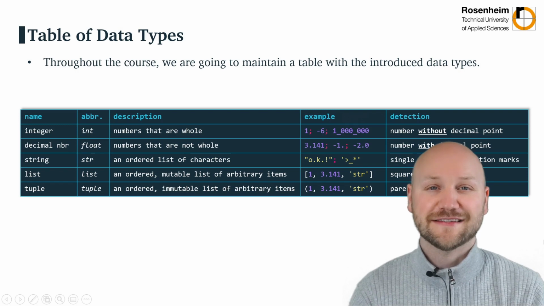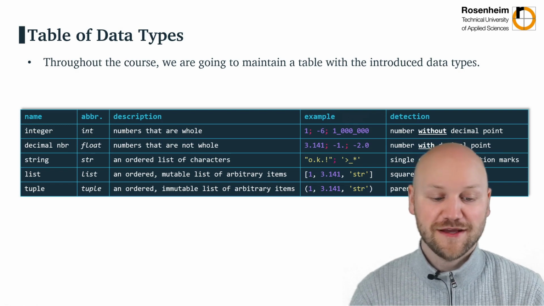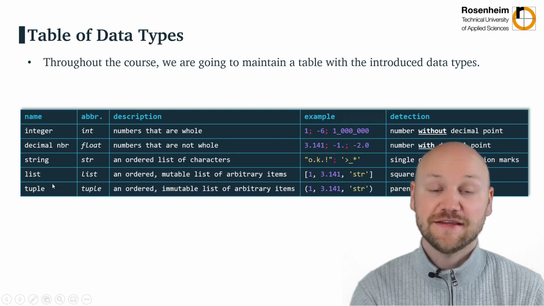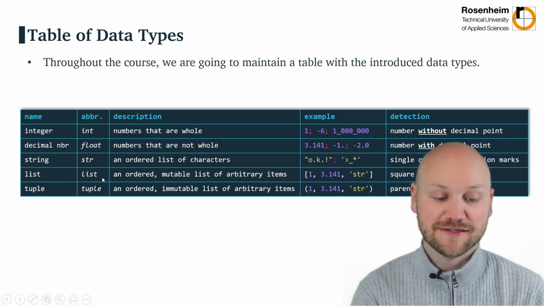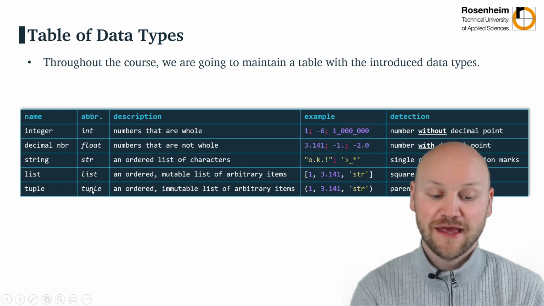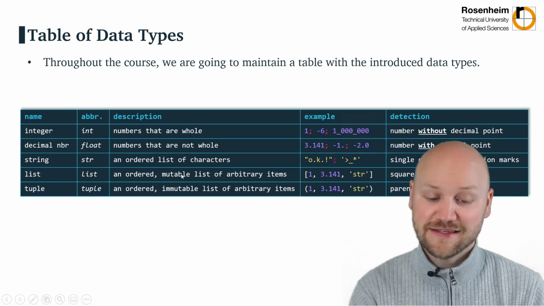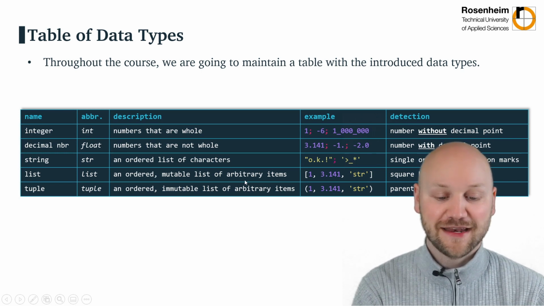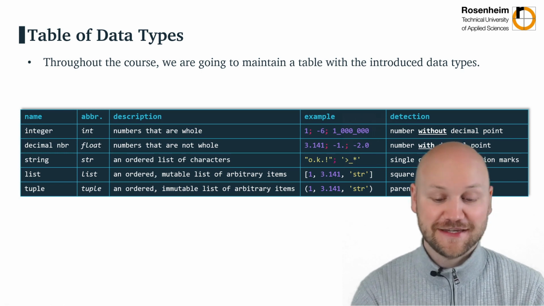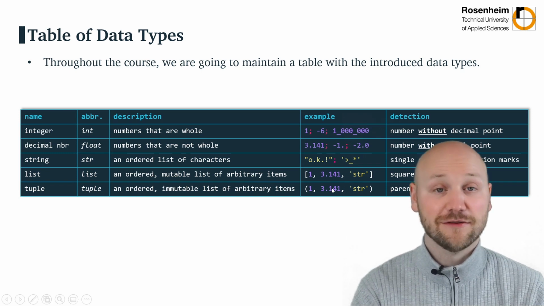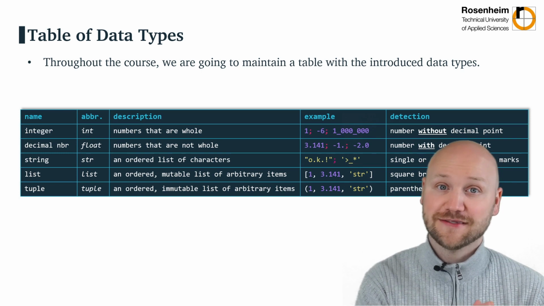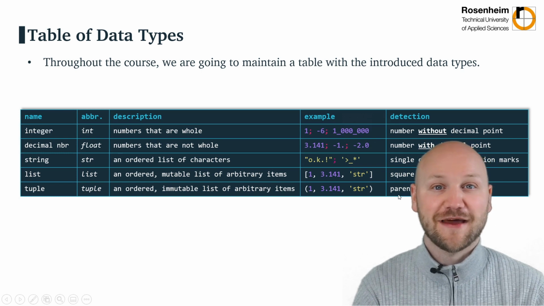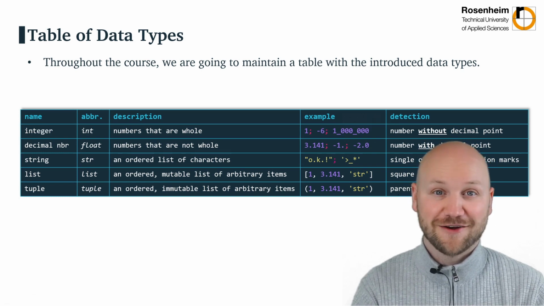So let's have a look at the table of all the data types that we learn about in the course. So we have an entry for list and for tuple, and the abbreviation that Python is using is very easy because it's the same as the name, just list and tuple, and both are ordered. The lists are mutable, you can change them. The tuples are immutable, you can't change them, but both can hold arbitrary items of arbitrary data type. And examples are shown here. The only difference is the lists are using square brackets, the tuples are using parentheses. And this is also how the detection works, how Python automatically sees which data type you are using here.